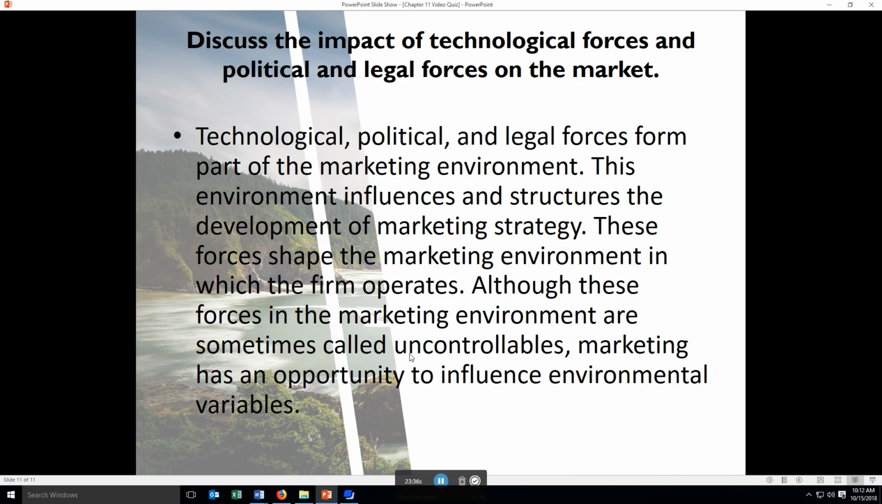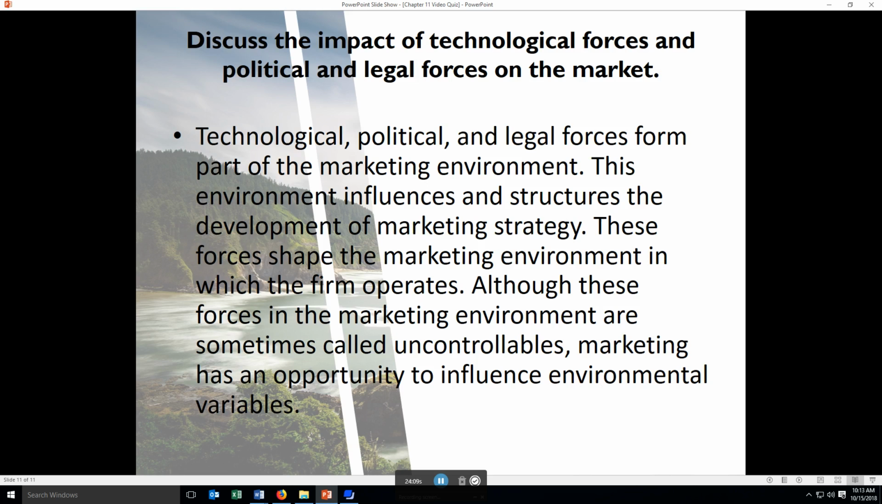Discuss the impact of technological forces and political and legal forces on the market. Technological, political, and legal forces form part of the marketing environment. This environment influences and structures the development of marketing strategy. These forces shape the marketing environment in which the firm operates. Although these forces in the marketing environment are sometimes called uncontrollables, marketing has an opportunity to influence environmental variables.